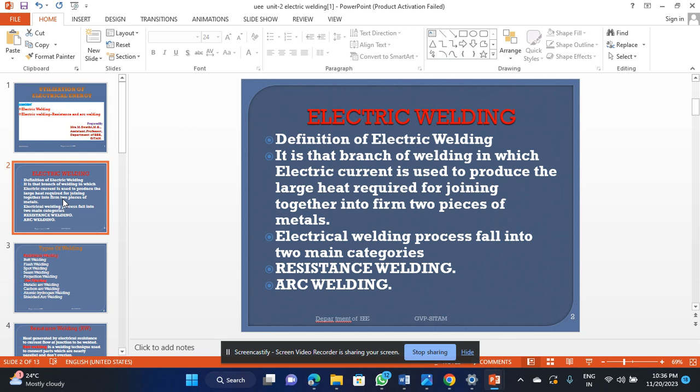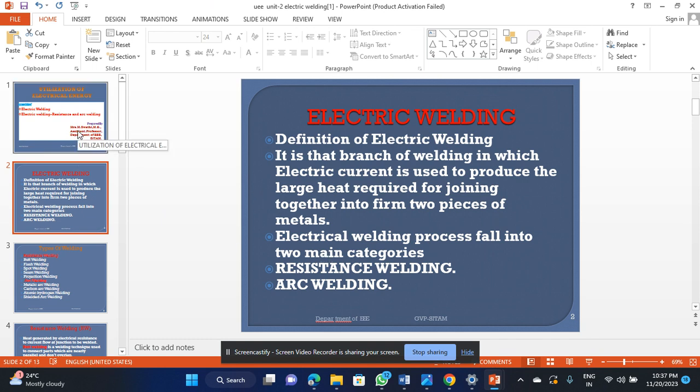The main basic definition of electric welding: here the fusion welding is there. Two types of welding means what? Two parts are to be joined. By melting and using a filler material, you can join two pieces of metal. This is called the welding process, and that welding process is known as fusion welding. If you want to join two metal pieces using high pressure, with no filler material, that is called solid state welding. So that is the main concept of welding.